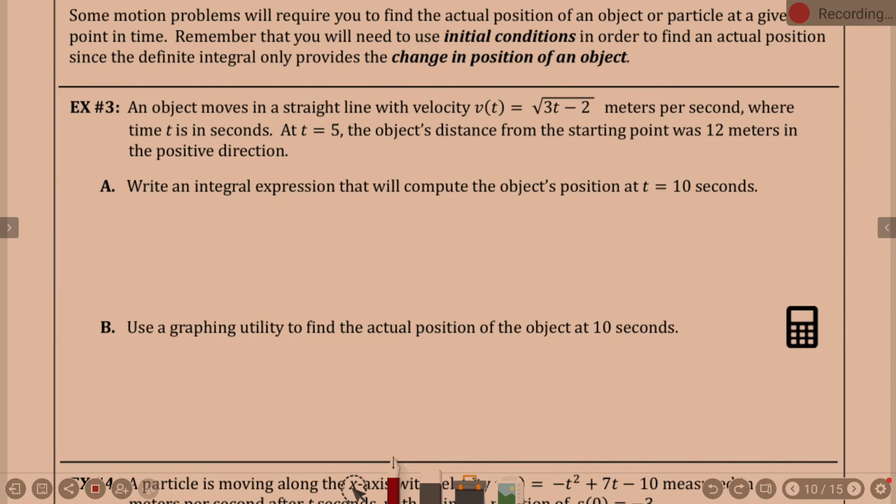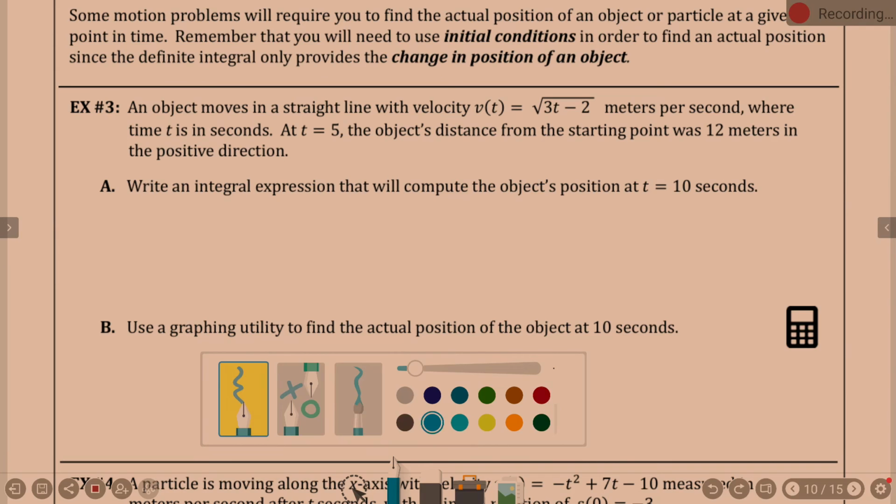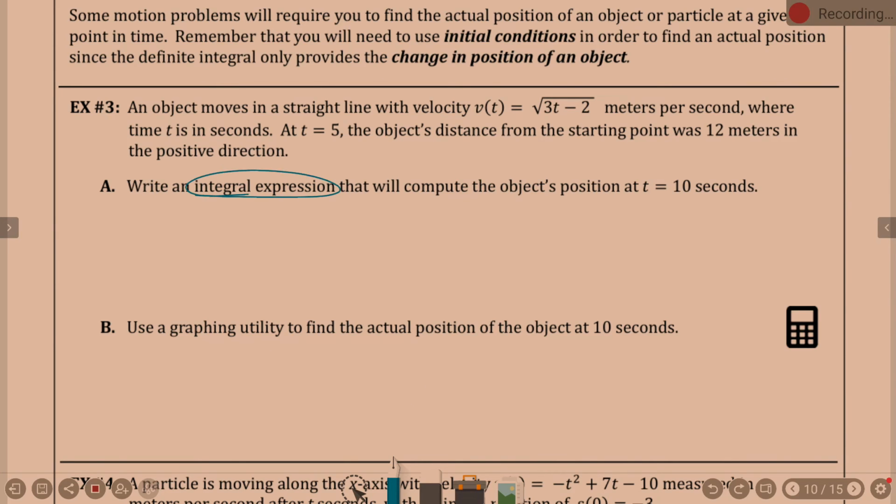Example 3. An object moves in a straight line with the given velocity. At t equals 5, the object's distance from the starting point was 12 meters in the positive direction. Write an integral expression that will compute the object's position at t equals 10 seconds. Thoughts? Notice we're not finding this value, we're just finding the expression.